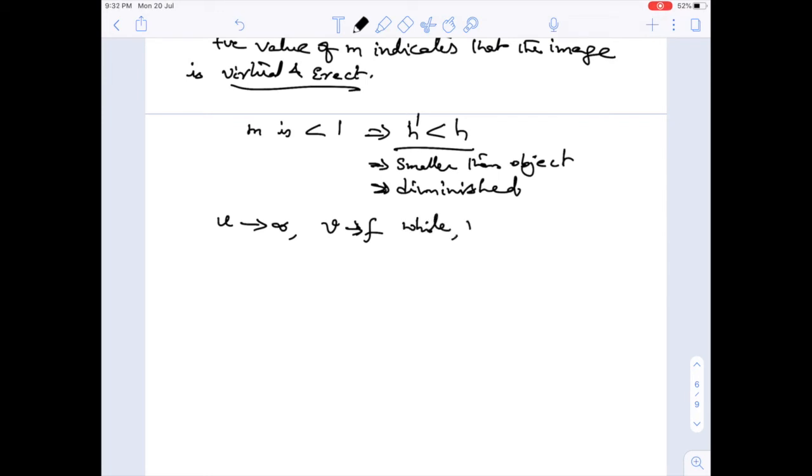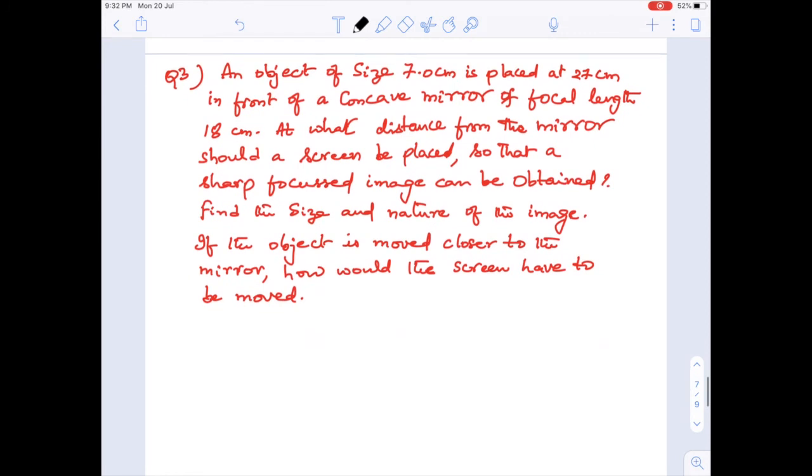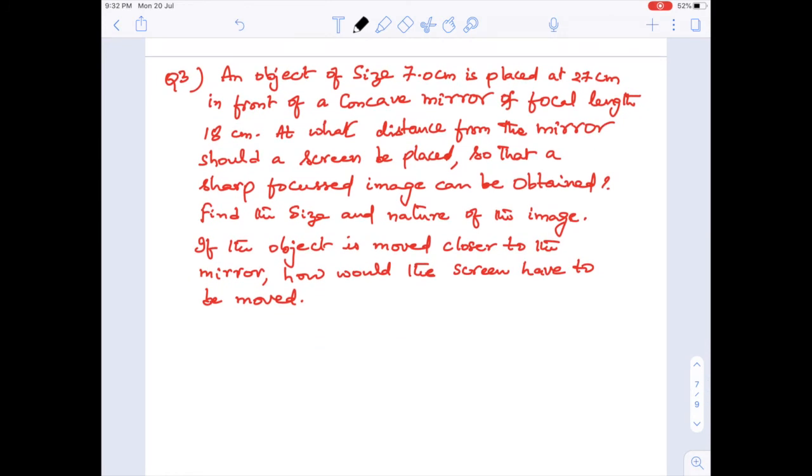While m tends to 0. m is less than 1, so m tends to 0. So, this is the description of when the object is moving farther from the mirror. That means u tending to infinity, then the image tends towards f. Then another case of a problem for a concave mirror, let us see towards the end of this video.